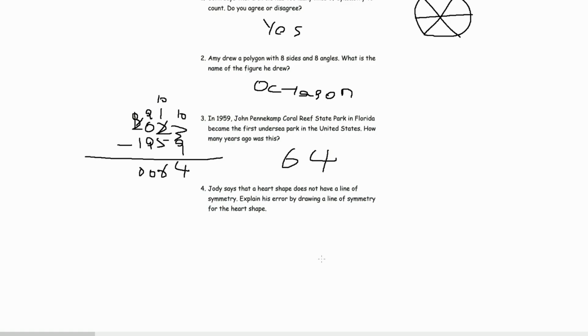Jody said that a heart shape does not have a line of symmetry. Explain his error by drawing a line of symmetry for the heart shape. So let's draw a heart. And Jody says that there's no line of symmetry. What he did wrong is that if he put a line straight directly in the middle, the left half and the right half would be the same when we flip it over the line. And so that's why Jody made his mistake.